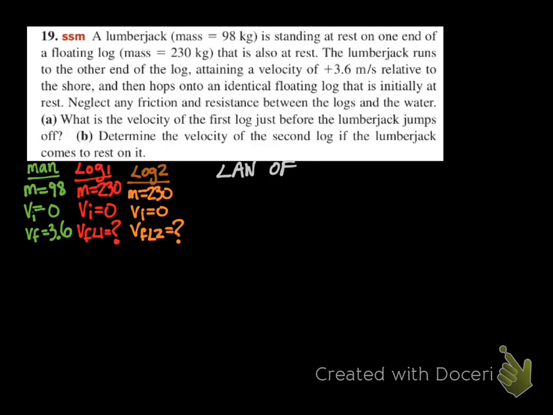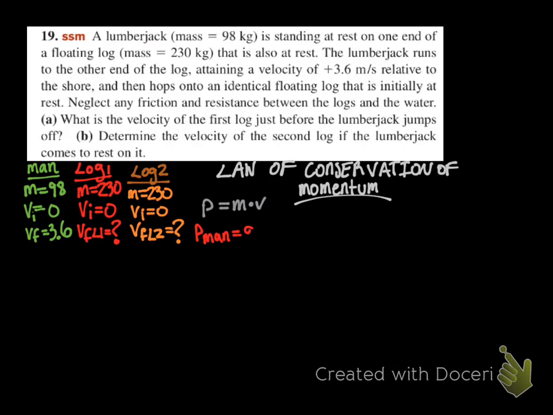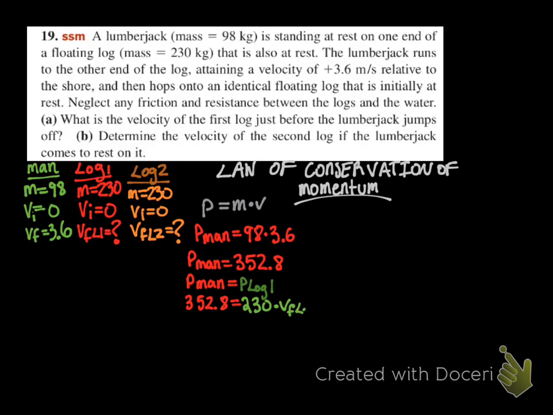To do this, we're going to use the law of conservation of momentum, which states that unless there's any force acting outside the system, then the momentum at the start should equal the momentum at the end of the system. P equals mv, momentum equals mass times velocity. So we're going to find the final momentum of the man, and we're going to use that to find the final momentum of log 1.